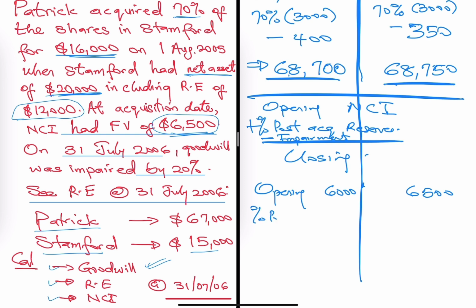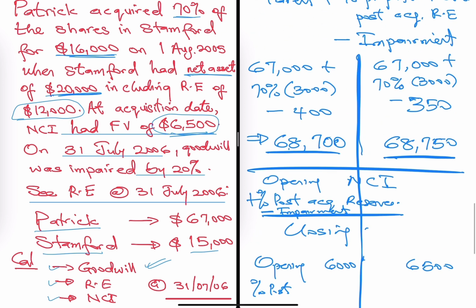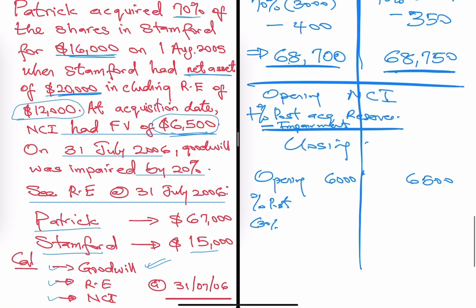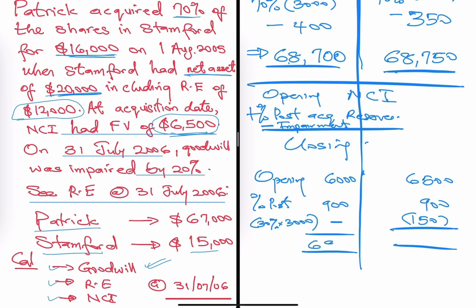Percentage post-acquisition is 30% of 3,000, which is 900. So we'll add 900. Then we'll deduct impairment. Here there's no impairment because it's proportionate. But here there is 150 impairment that is attributable to NCI. So this one stands as 6,900, while this will be 6,500 plus 900 minus 150, which is 7,250.